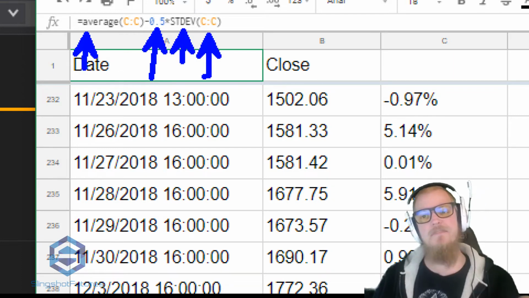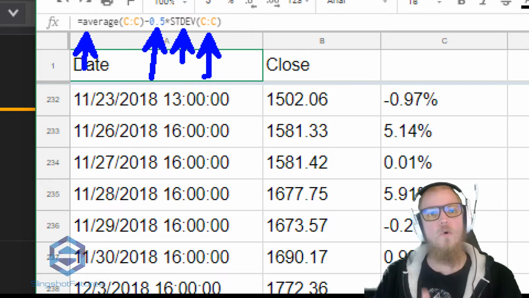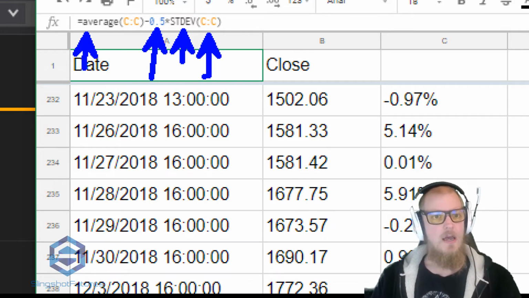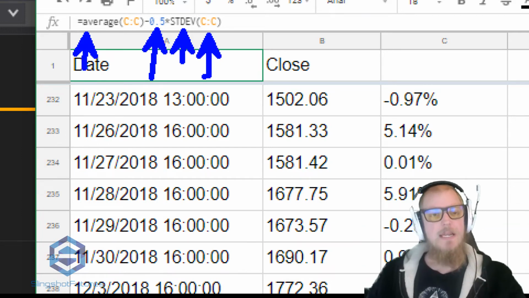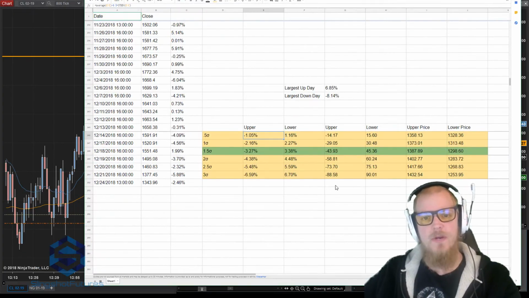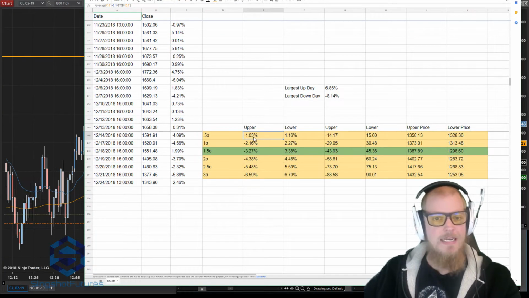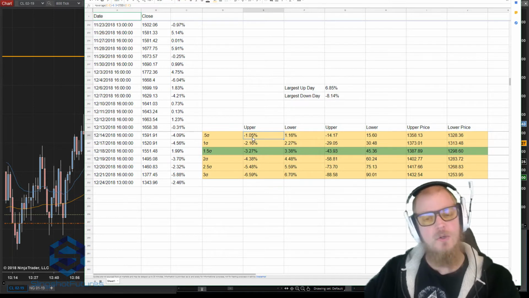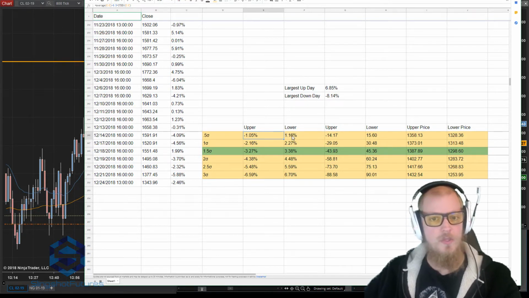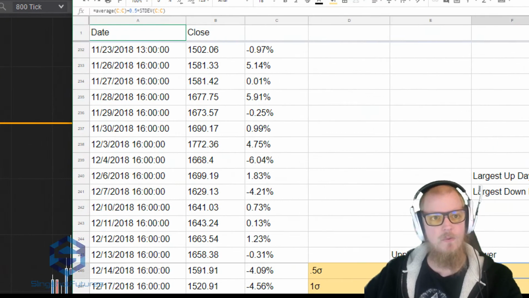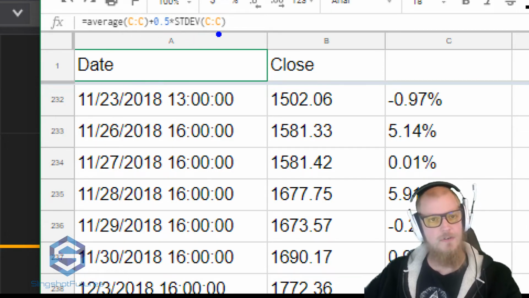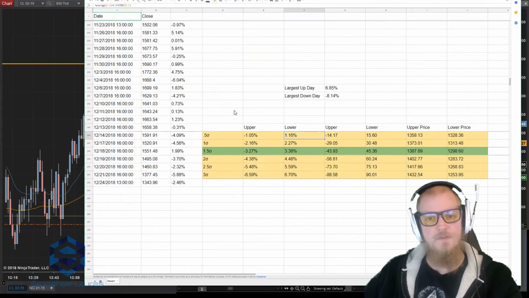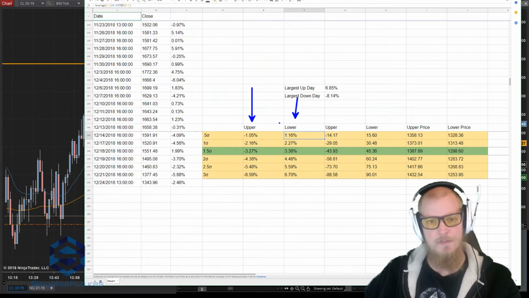And what that's basically saying is give me a standard deviation of 0.5 over the entirety of the column of C. And because we're minusing 0.5, that's where we're getting the upper and lower numbers, right? Now that's why, because we're minusing 0.5, we are getting a negative number here. That is a negative 1.05%. So now that we know that, if we were to go to the other end of things, the lower, what do we get? Well, we get a plus, right? That's the only difference in the calculation. Equals average C colon C plus 0.5 times standard deviation of C. That's it, right? That's the only difference between this one and this one is a plus versus a minus.